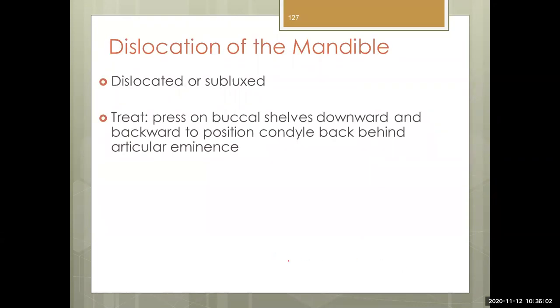Luxation versus subluxation, dislocated or subluxed, okay? This is one of those things that you're asking the patient about. In the dental history, you want to see if their jaw locks when they open. Sometimes it does, all right? There is a treatment for that. If they open and their jaw locks, you press on the buccal shelves down and back, okay? Because you're trying to snap that condyle back into the articular eminence. You do not do that. The dentist will do that.